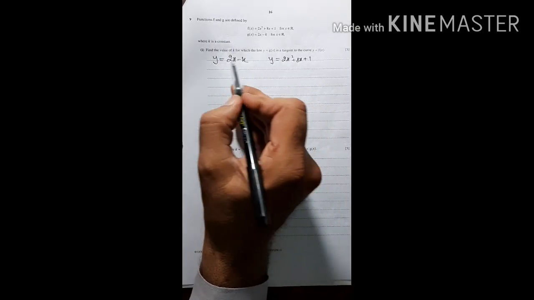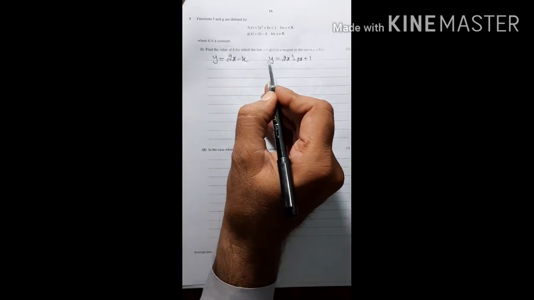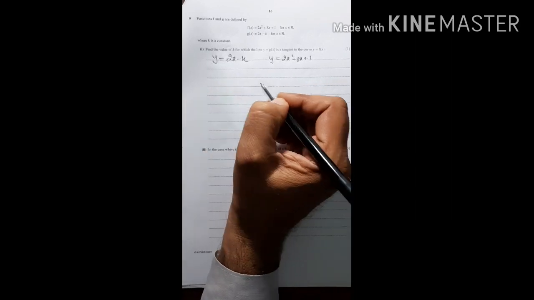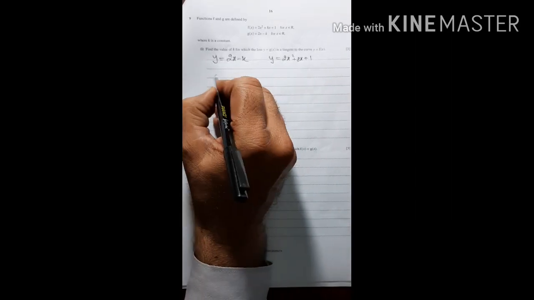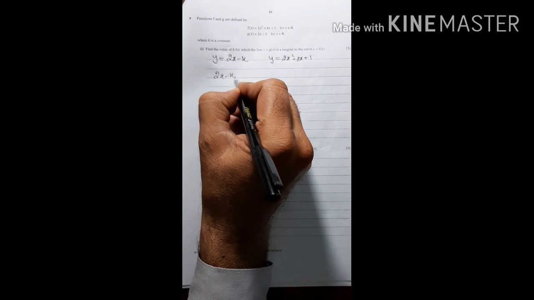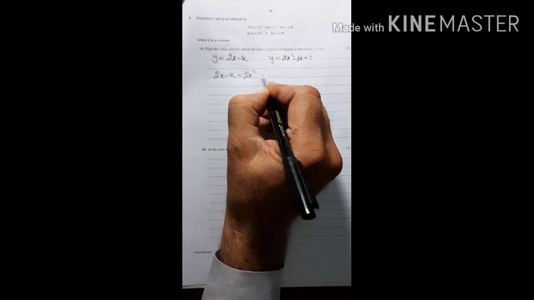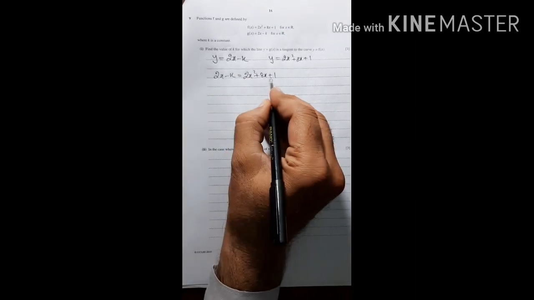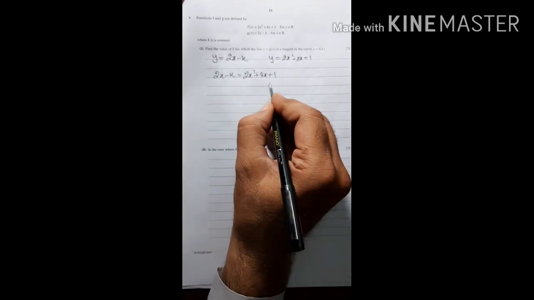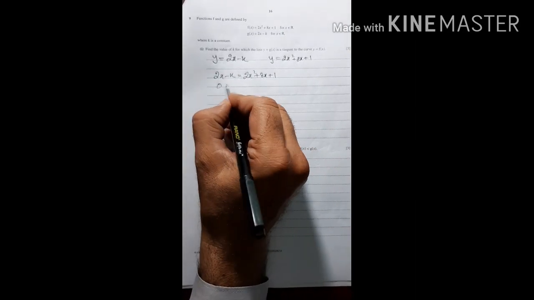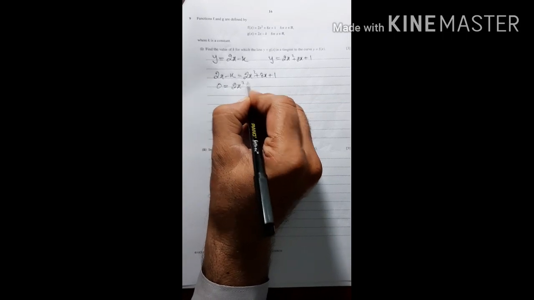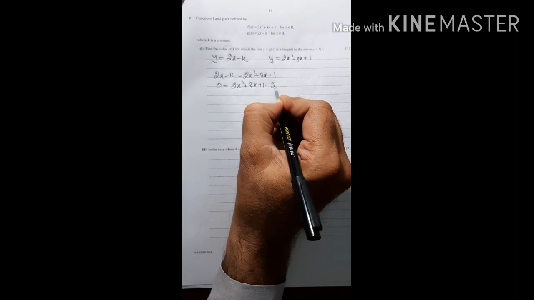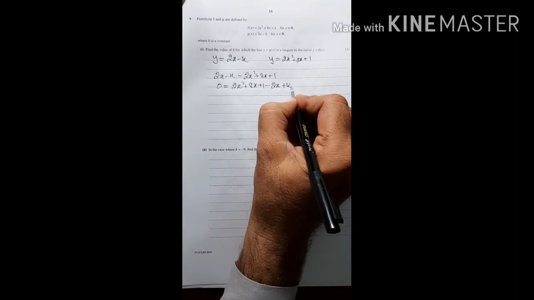So put the value of y from here in the second equation. We'll get 2x minus k is equal to 2x square plus 8x plus 1. So take all the left hand side terms on the right hand side. It will become 0 is equal to 2x square plus 8x plus 1 minus 2x plus k.